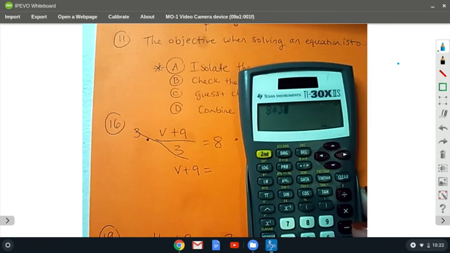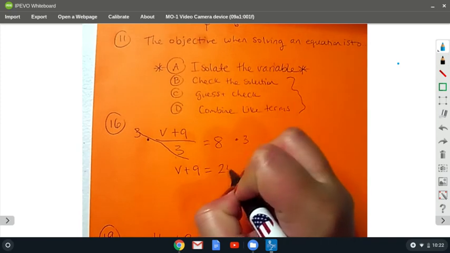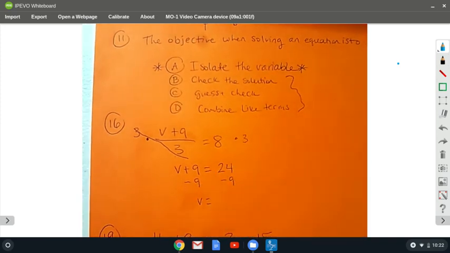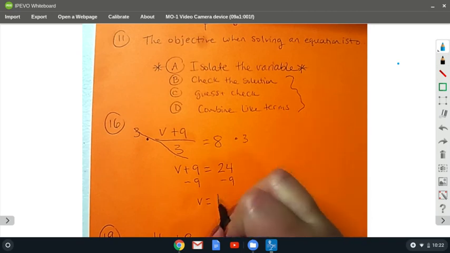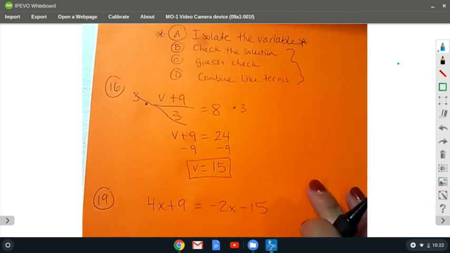And I'm just going to go ahead and do that in my calculator. 8 times 3 is 24. Then I'm going to subtract 9 from 24, and I get 15. And then my v is by itself, and I've solved my equation.